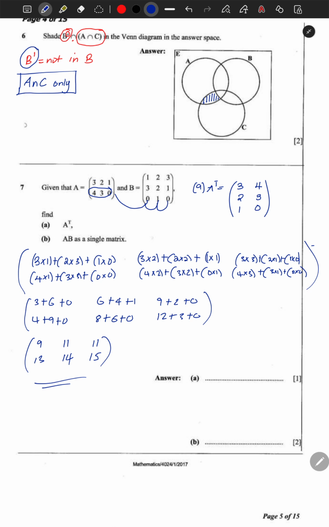This becomes your AB. Then you come and write it. Okay, final answers. A transpose, you put them there: 3, 2, 1, 4, 3, 0. AB, you write 9, 11, again 11, 13, 14, 15. And we get 1 and 2 marks, total 3 marks. These are free marks for free.